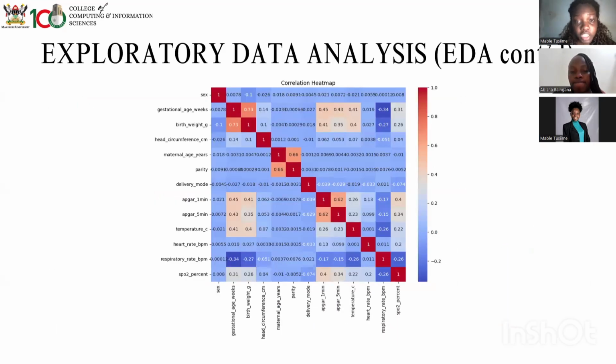So here we have a correlation heat map where we're trying to find out if there is correlation between any of the features in our dataset. So we see that birth weight is highly correlating with gestational age in weeks, which means if someone is born preterm, they're most likely to be smaller or less heavy. Then we have a high correlation between Apgar 1 minute and Apgar 5 minutes, which makes sense. If someone had an emergency in the first minute, that automatically counts as having an emergency within the first 5 minutes. I'll hand over to Abisha.